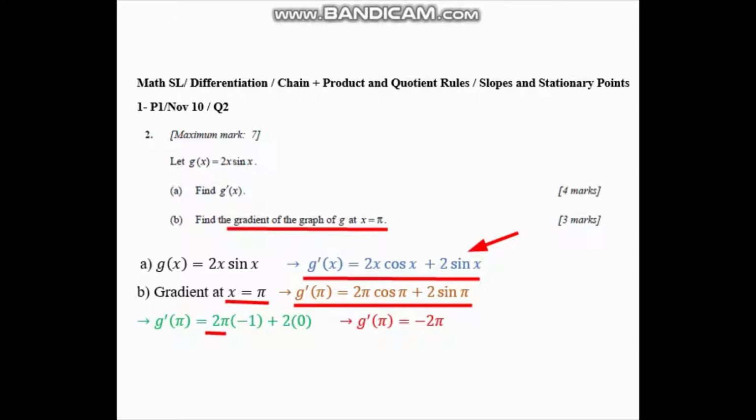Cosine of pi is equal to -1. This requires that you know the values of trigonometric functions, and in radians, cosine pi is cosine of 180. From the cosine curve, or by memorization, you should know that this is -1. This is added to 2 sine pi, and sine pi is equal to 0. Again, sine 180 degrees, or sine pi radians, that gives us 0. So the expression finally becomes -2 pi.